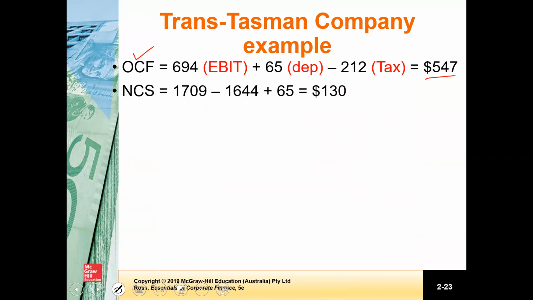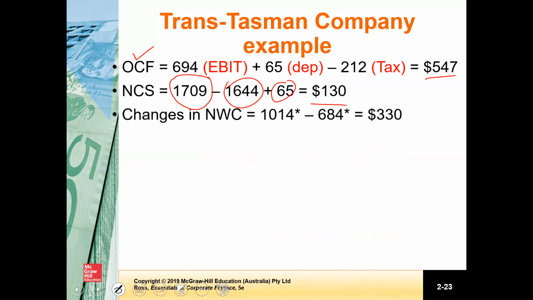And net capital spending, as I already mentioned, is ending non-current assets minus beginning non-current assets plus depreciation. This is the beginning non-current asset, and this is the ending non-current assets. These numbers are available in the example in your textbook that I mentioned. So that is net capital spending.